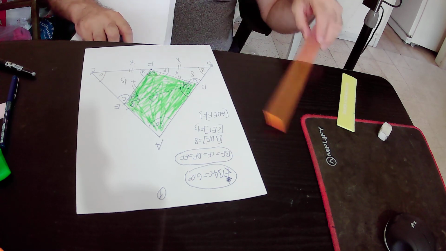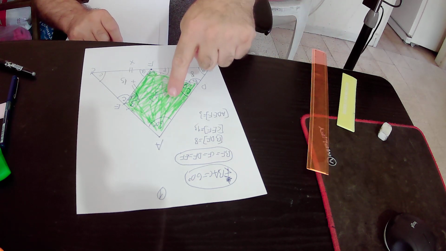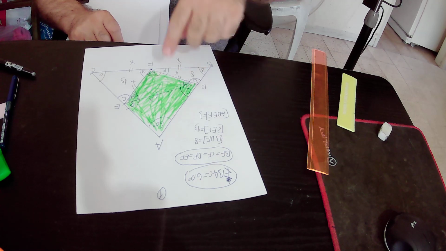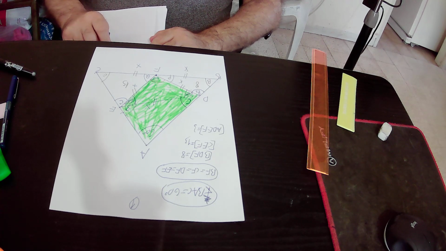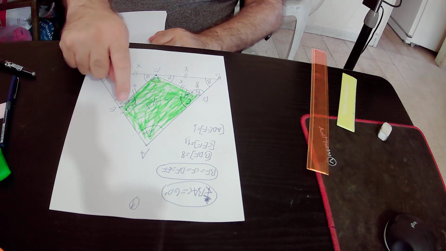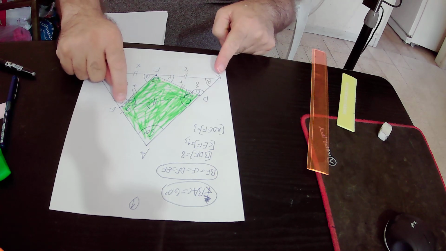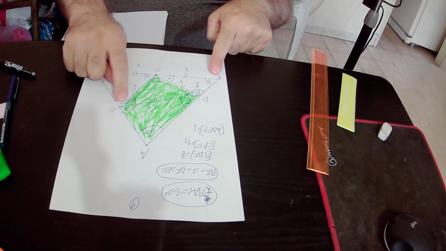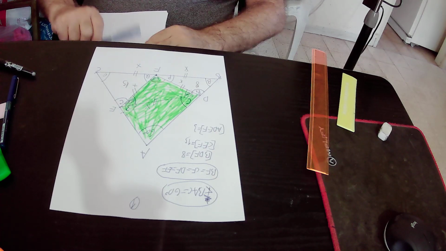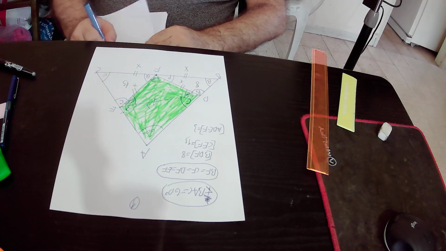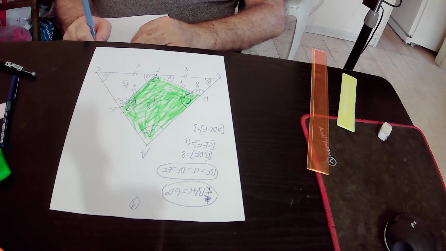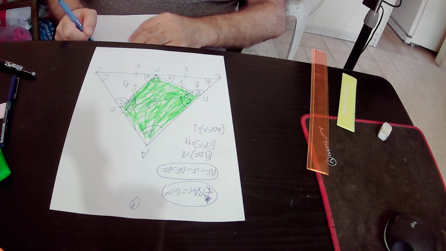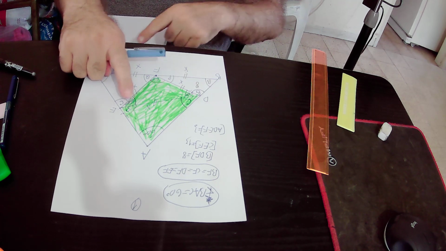Okay, we'll focus on the big triangle, triangle ABC, and this small green triangle, triangle ADE. We know that angle AED equals angle ABC, and both those two angles are equal to B.